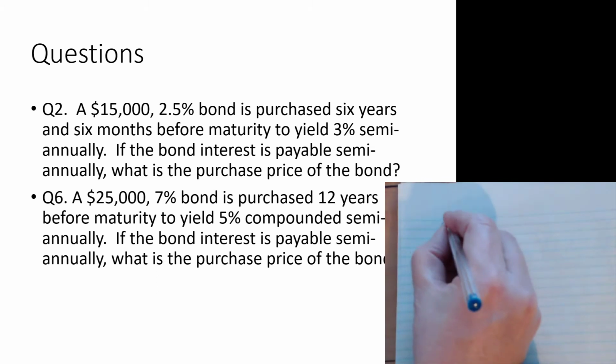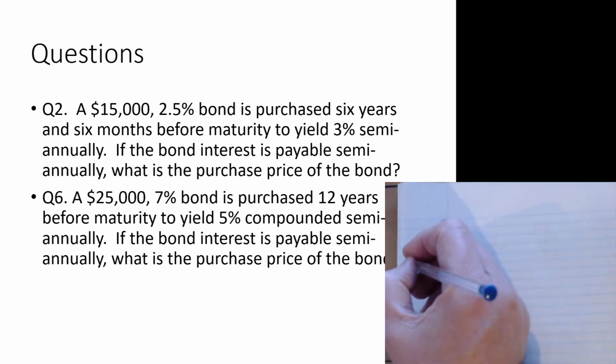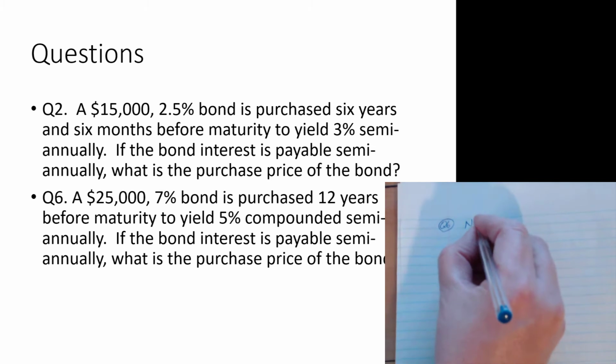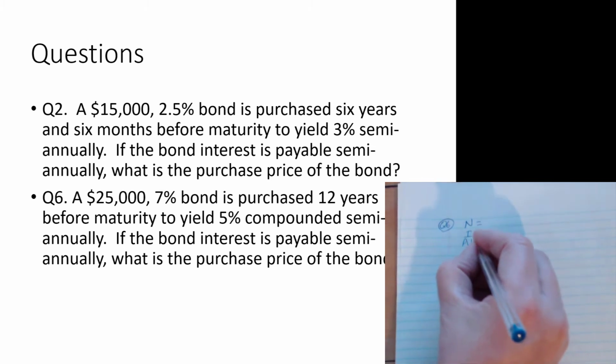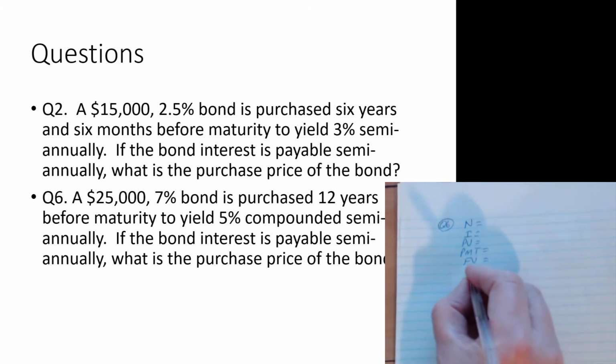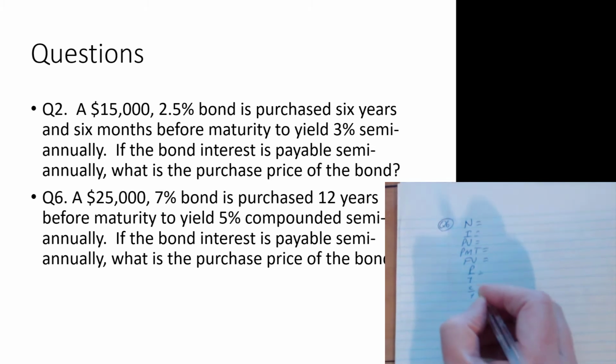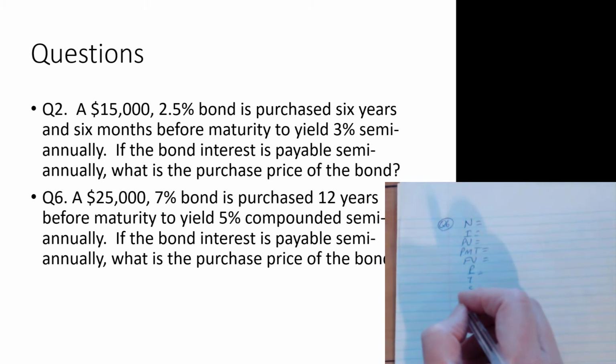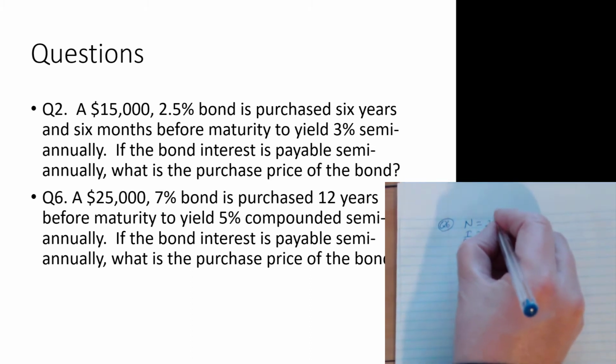Question 6. Here we have a $25,000 bond with a bond rate of 7%, purchased 12 years before maturity, so 12 years remaining, to yield, thinking market rate here, 5% compounded semi-annually. If the bond interest is payable semi-annually, what is the purchase price of the bond? So we're finding present value again, and we have our standard pieces of information for any annuity, of which bonds are a type. How many payments do we have remaining? Bond interest is payable semi-annually, so 12 times 2 is 24 payments remaining.